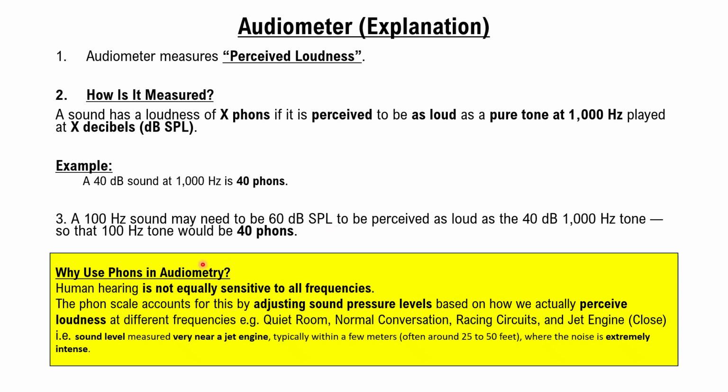Why use phon in audiometry? Human hearing is not equally sensitive to all frequencies. The phon scale accounts for this by adjusting sound pressure levels based on how we actually perceive loudness at different frequencies, for example a quiet room, normal conversation, racing circuits, and a jet engine very close by. So audiometers are used to measure sound loudness. That's one of the devices which should be available.